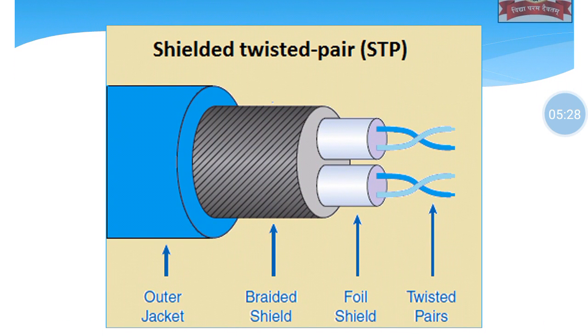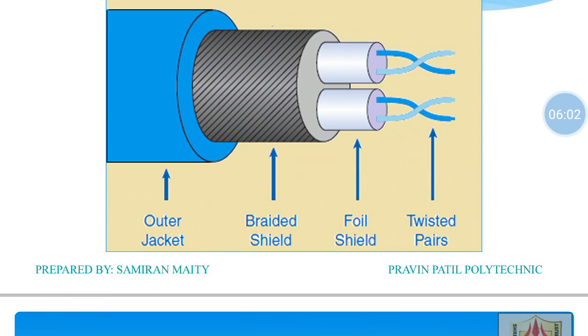It is quite protective in nature because we have an outer jacket for protection, then a shield to avoid attenuation, that is loss of energy, then a foil shield to protect us from current or any sort of hindrances, and finally the twisted pair. This twisted pair makes sure the signal is transmitted efficiently from sender to receiver. I hope the diagram is clear.